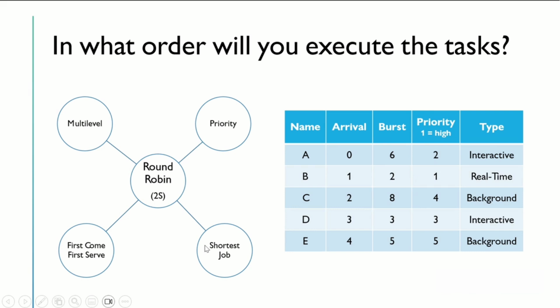However, if we're looking at priority task first, then we will have to look at how much of a priority that task is. So if it's priority first, then we will have to go for the highest priority, which is 1. So task B will be completed first, and then task A, and then task D, then task C, and then task E.